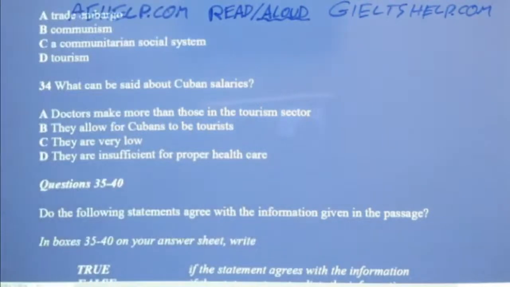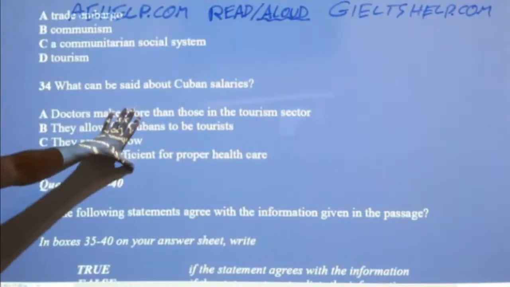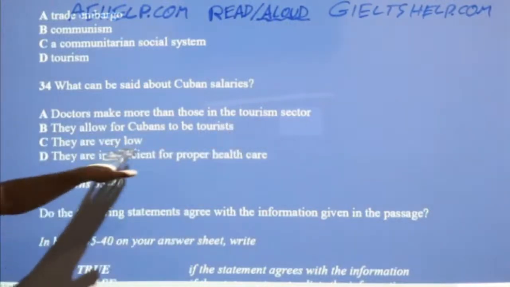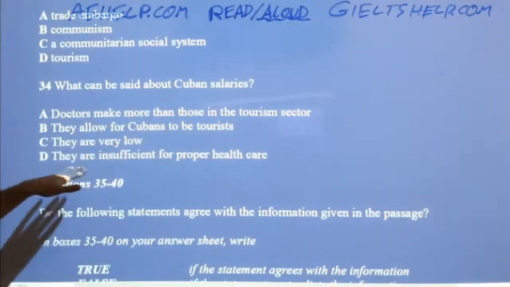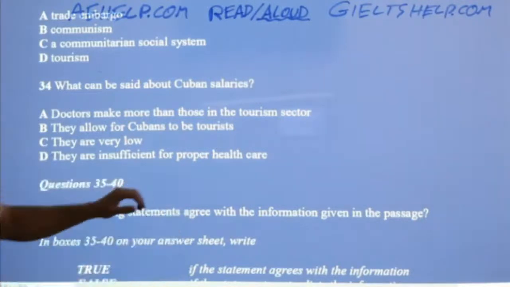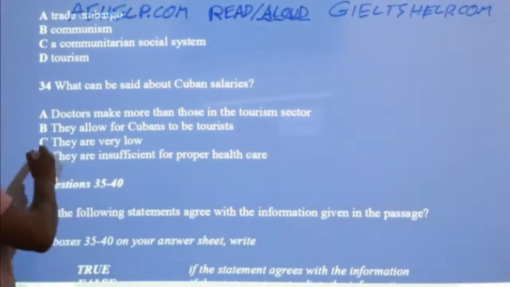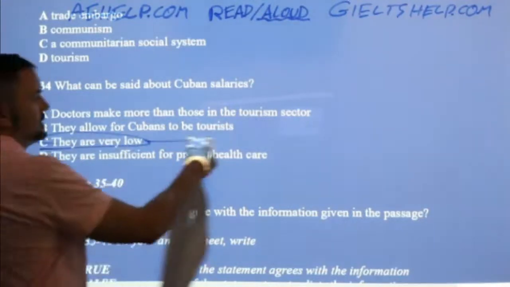So now I can look at these and pick out the right ones. So doctor makes more. Nope. They allow for Cubans to be tourists. Nope. They are very low. They're insufficient for proper health care. Nope. So the best answer, because I said this at the very beginning, is C.